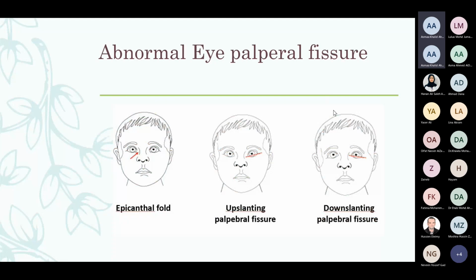This is the palpebral fissure. First of all, the epicanthal fold is the inner skin fold from the upper eyelid in the inner corner, which is the same as what you see in Down syndrome patients or in patients of Asian origin, like Chinese and others. Or upslanting, where you draw an imaginary line to see the slanting of the palpebral fissure. Or downslanting.